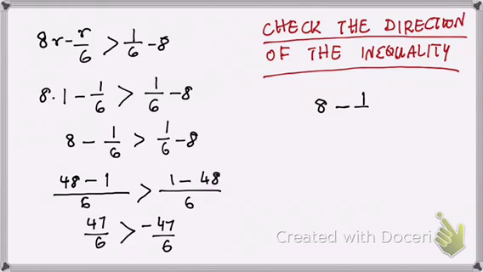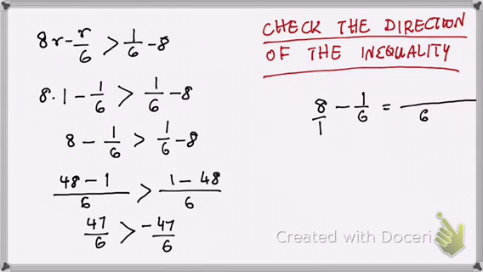Okay, 8 minus 1 by 6. So 8 minus 1 by 6 is the same as 8 divided by 1 minus 1 by 6. So if you take 6 as the LCM, you have to have a common denominator to perform this operation.